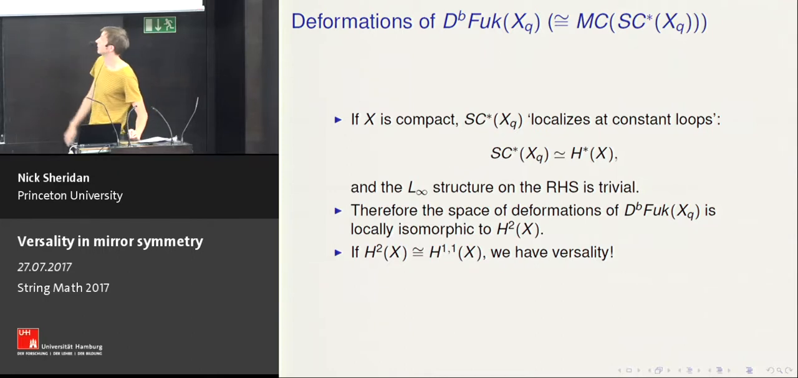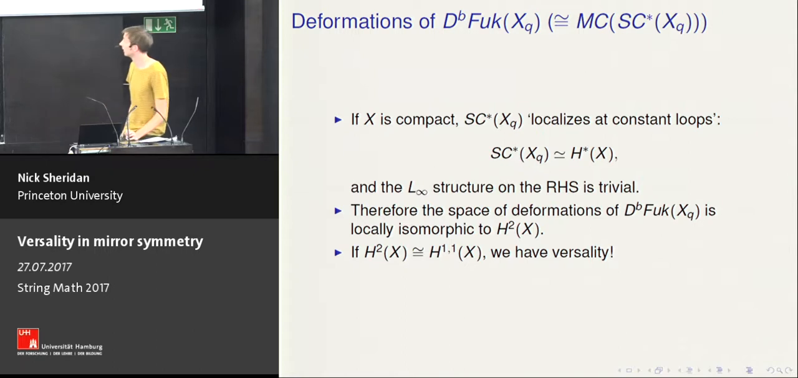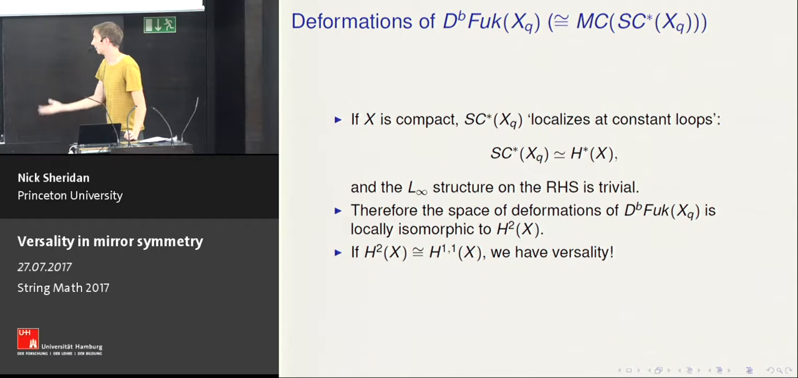And furthermore, the L-infinity structure on that right-hand side is trivial. So that means it's really easy to work out what its Maurer-Cartan space is. It just looks like H^2 of our manifold X. So any deformation of the Fukaya category comes by deforming the underlying symplectic form. So if H^2 is equal to H^{1,1}, like for Calabi-Yau varieties in dimension greater than 2, then we have this versality result.